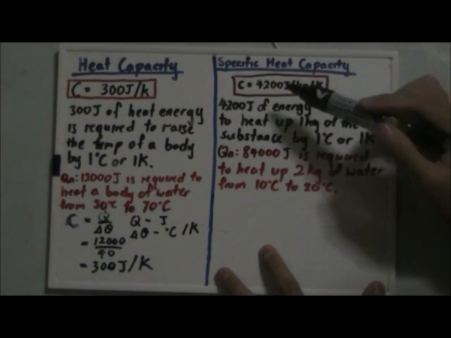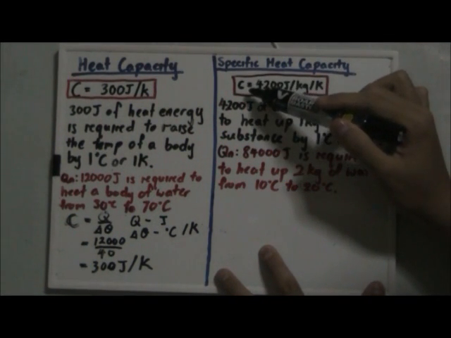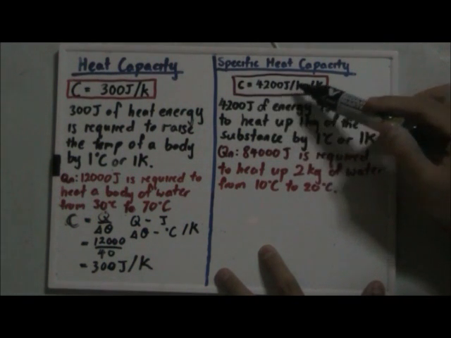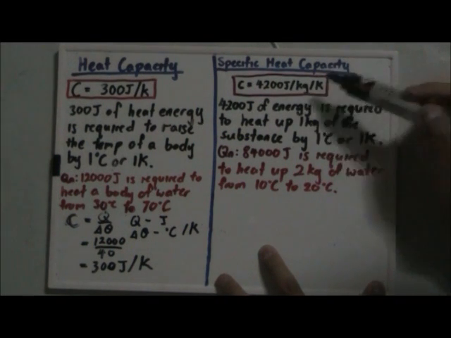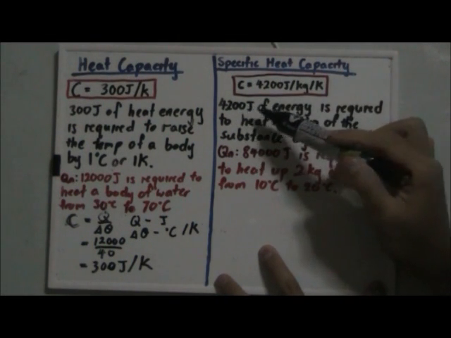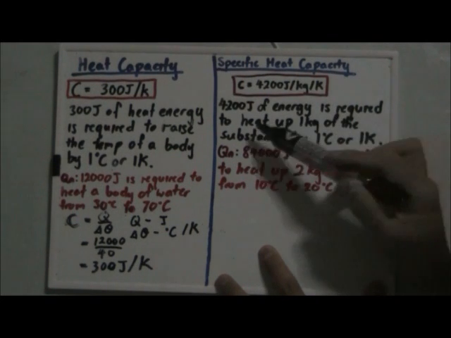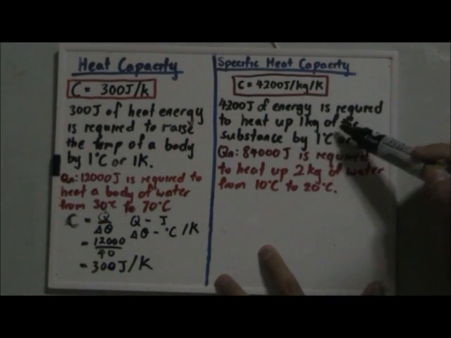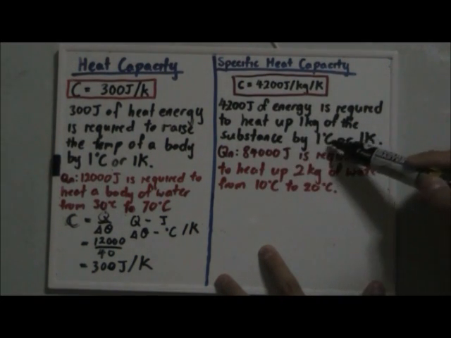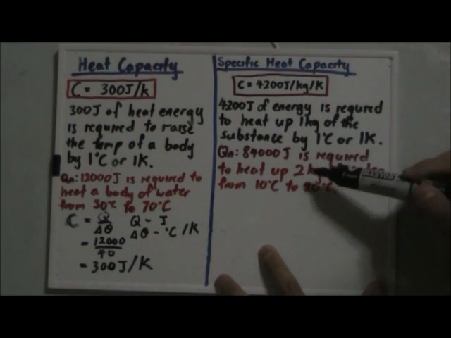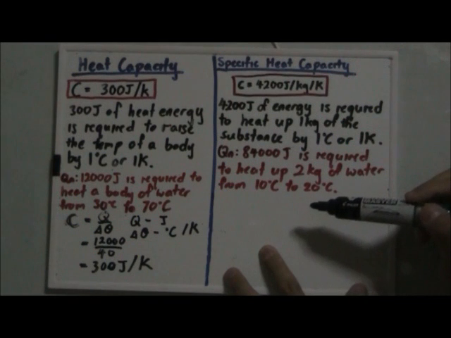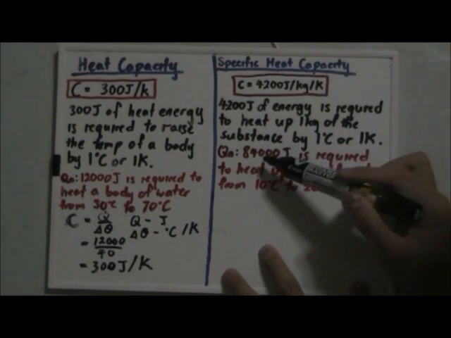Now for example, specific heat capacity, which is represented by a small letter c, is equal to 4,200 joules per kg per Kelvin. This means that 4,200 joules of energy is required to heat up 1 kg of the substance by 1 degree Celsius or 1 Kelvin. Same thing, let's look at a question and then we can use the formula for specific heat capacity.